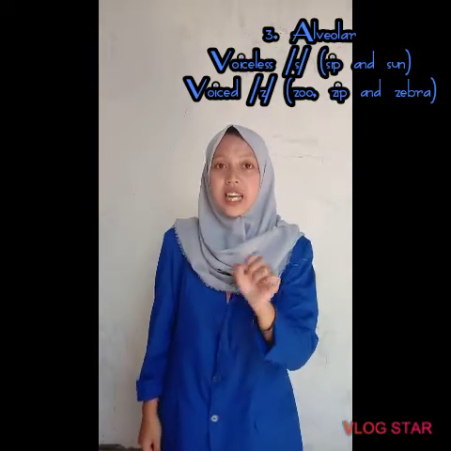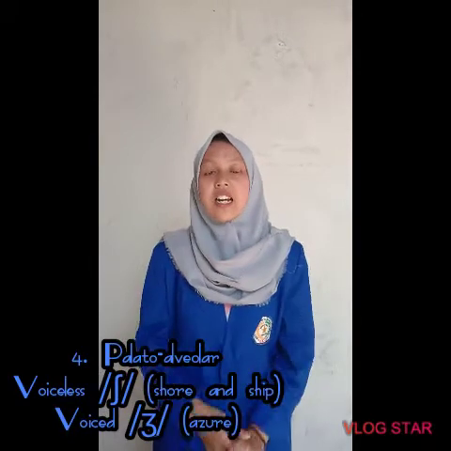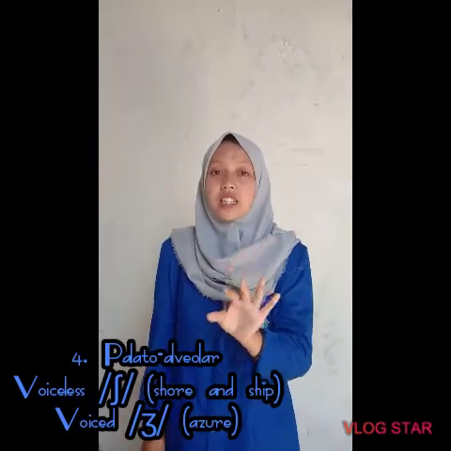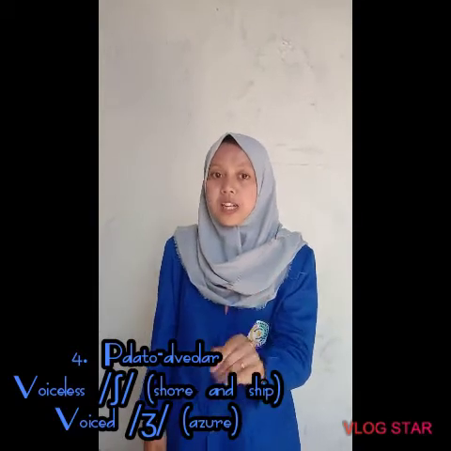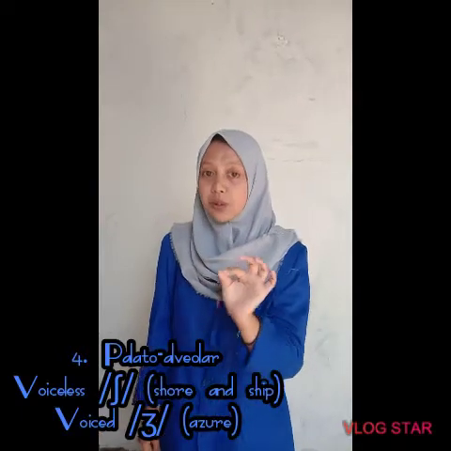Number three is alveolar. The voiceless one is S, for example sheep and sun. The voiced one is Z, for example zoo, zip, and zebra. And the last, number four, is palato-alveolar. The voiceless one has examples like shark and sheep, and the voiced one has the example azure.